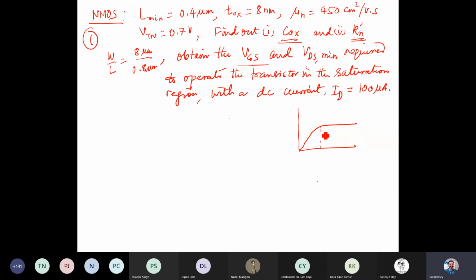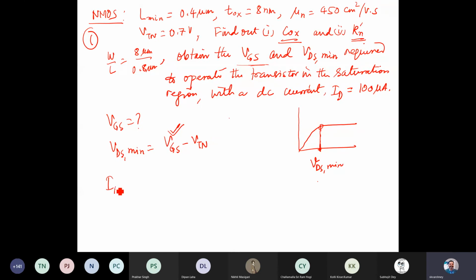something at this point, right? So what should be the value here? That's your VDS minimum or saturation. Once we calculate the VGS, we can obtain the VDS minimum, which would be simply VGS minus VTN, which is given. So you need to obtain the VGS.